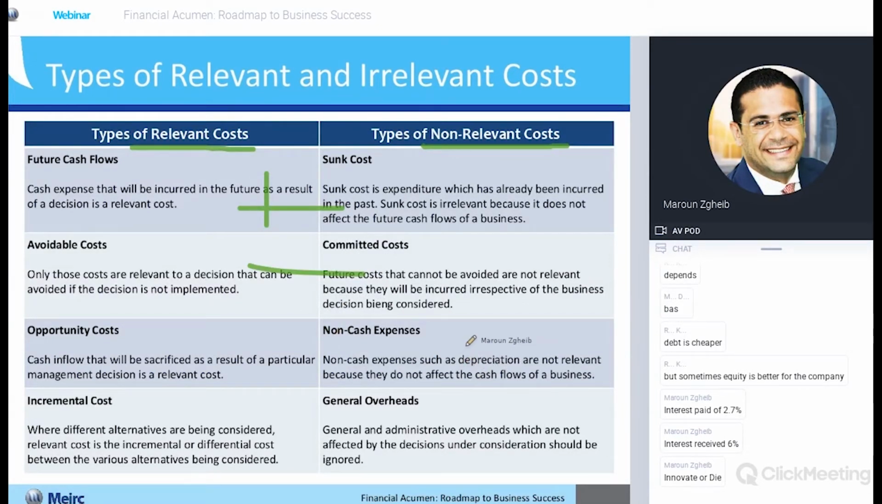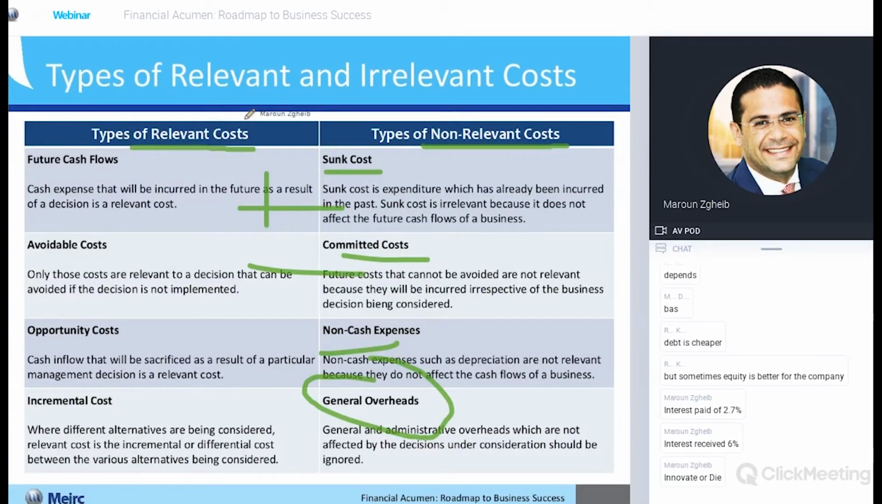If it's negative, I'll terminate it. If it's positive, I'll keep it. No, because there are many sunk costs, there are many committed costs, there are many non-cash expenses that you have to consider within this analysis. Sometimes you have general overheads that you cannot get rid of even if you terminated a product. This does not mean that you terminate the product.